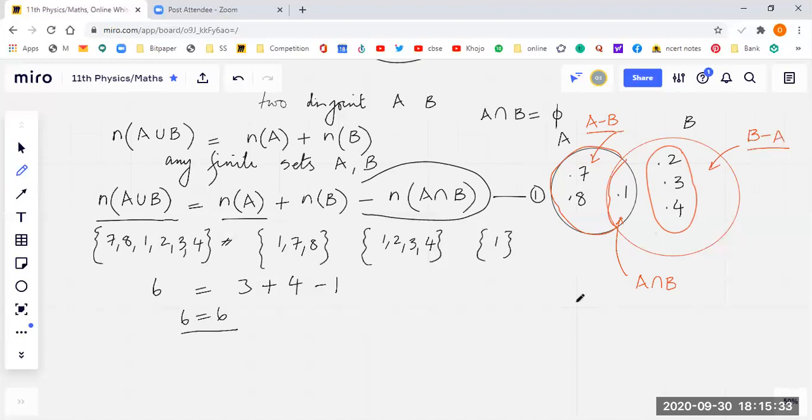So, students, can you observe that these three sets, A minus B, then A intersection B, and B minus A, these are disjoint sets. They have nothing in common. Though A and B have something in common, A minus B, A intersection B, B minus A, these three sets are disjoint sets. I'm going to write here: A minus B, A intersection B, and B minus A are disjoint sets. This is generally, universally true.